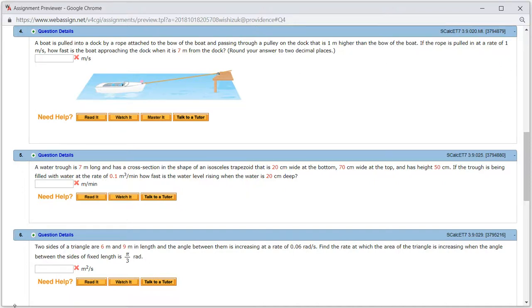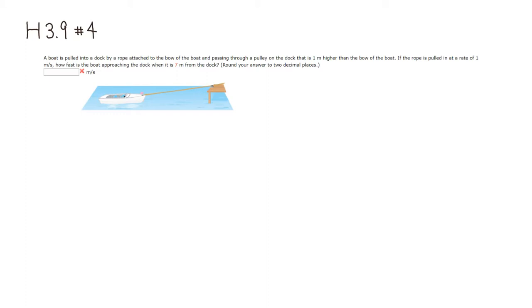All right, let's look at homework 3.9, problem number 4. So let's solve this boat problem. We have a boat, and I think there's a pulley, and this is 1 meter higher. So this is 1 meter right here, higher than the boat here. So we're going to have a right triangle there.